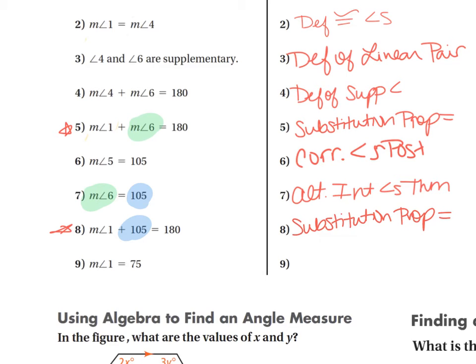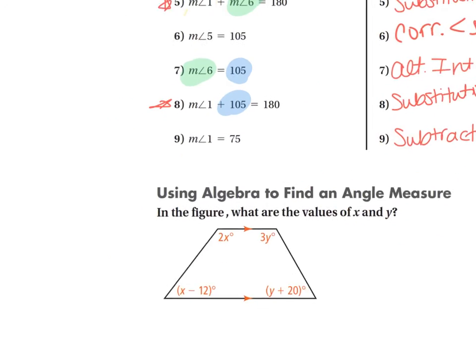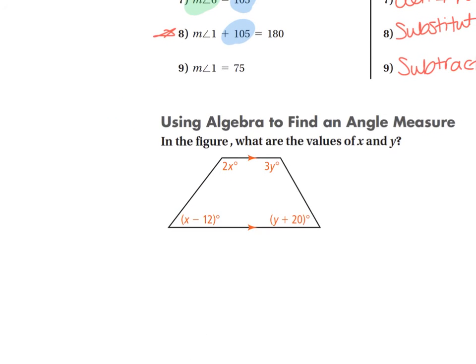All right, last step. What do they do to get angle 1 by itself? Just some good old-fashioned subtraction. So they subtracted 105 from both sides, so that would be the subtraction property of equality, and we are finished. Okay, so we're done with proofs for this lesson, but we're going to solve for x and y. So it'll be good to just do some good old-fashioned math.